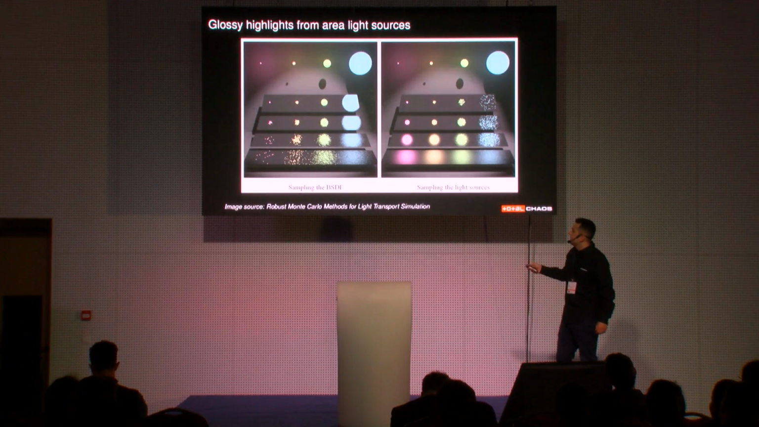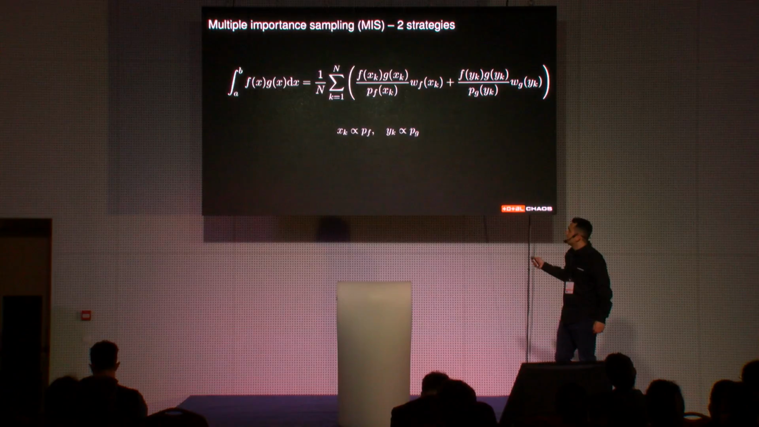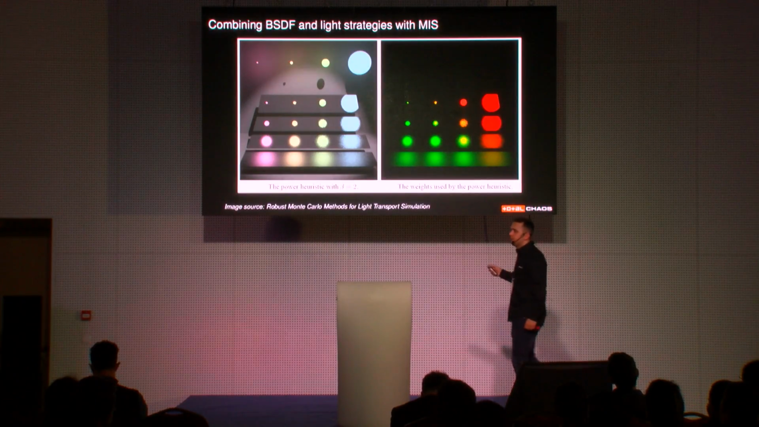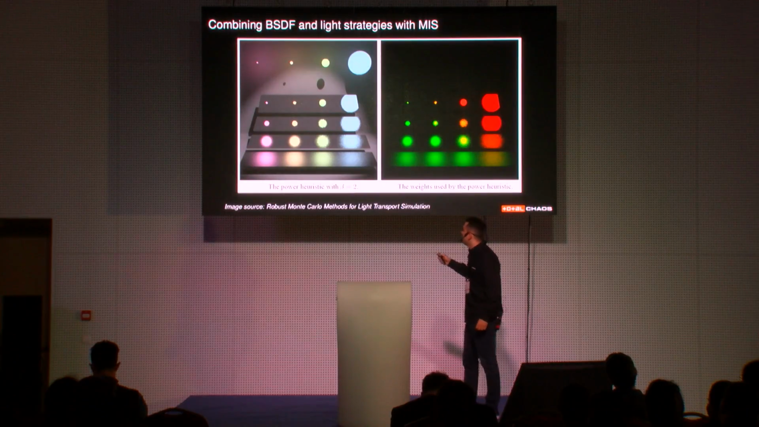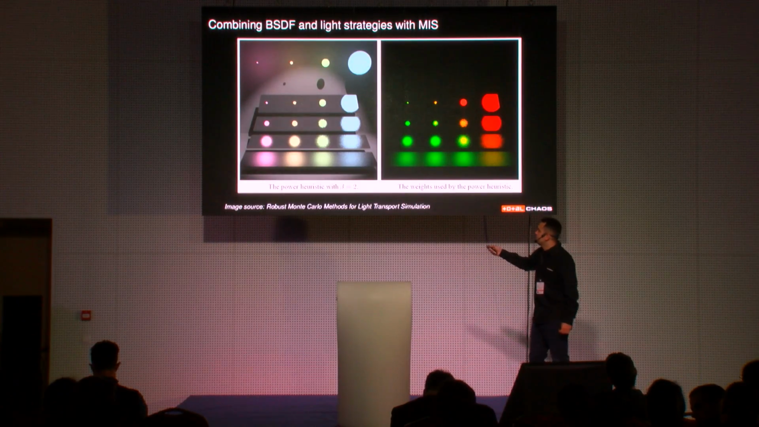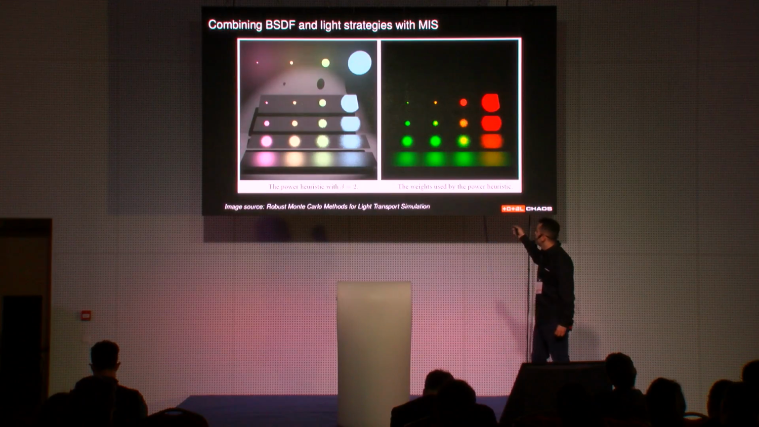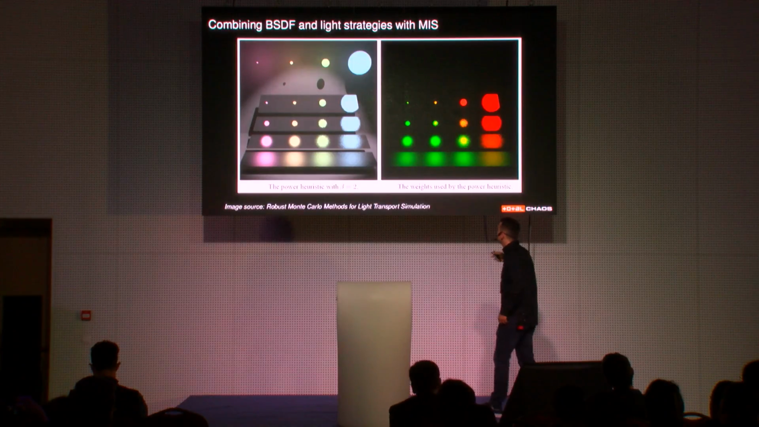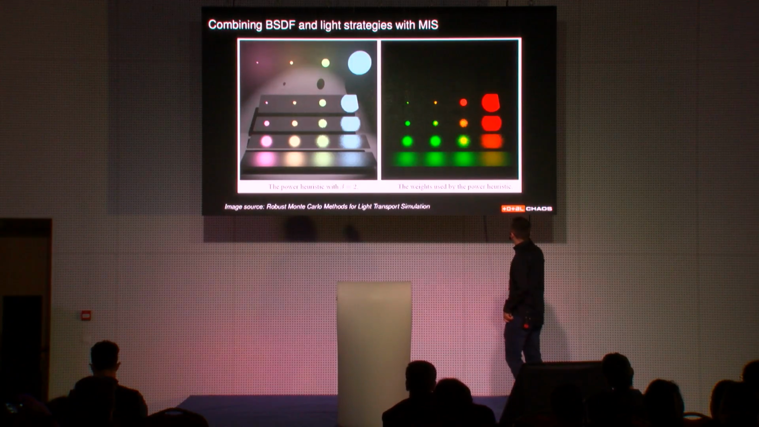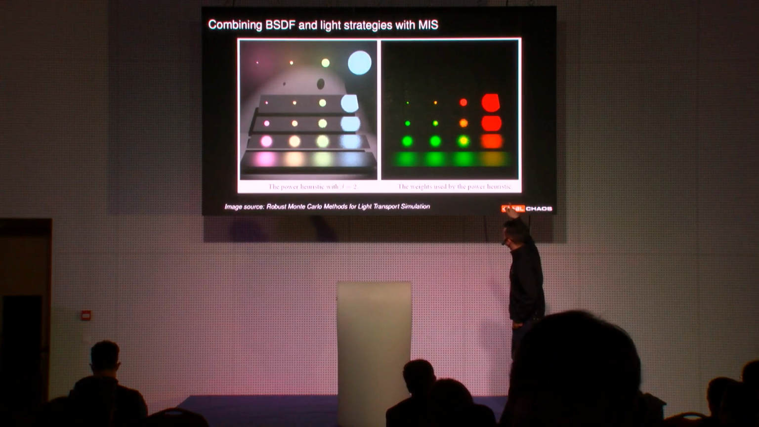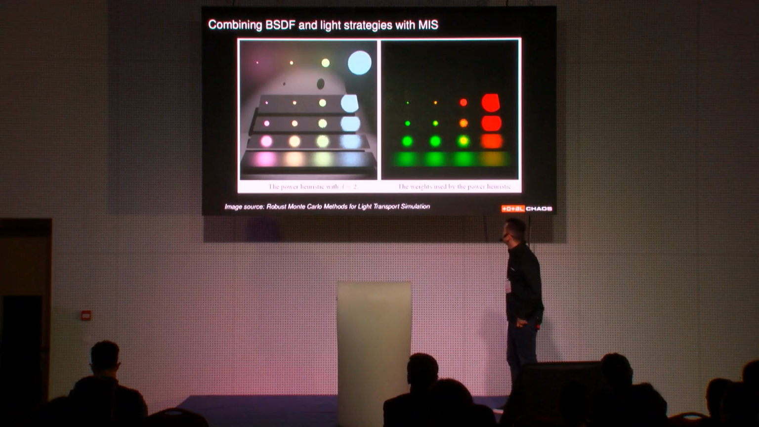You can see here there is a lot of noise, and when we combine in this way the two strategies, the BSDF and light strategy, we get this image, which looks obviously much better. And on the right, you can see how the weights weighted the strategies. So green is for the light strategy, and red is for the BSDF strategy.